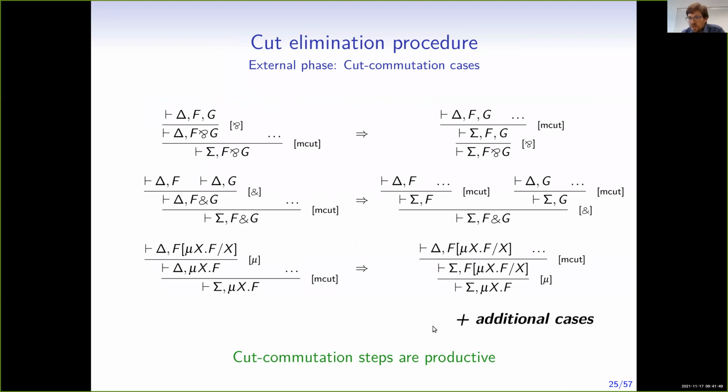So the cut elimination relation is made of cut commutation rules, where one of the premises of a cut is an auxiliary formula, is not a cut formula. In each case, I can commute the cut up the inference rule. And then those rules are productive in the sense that the cut gets deeper.